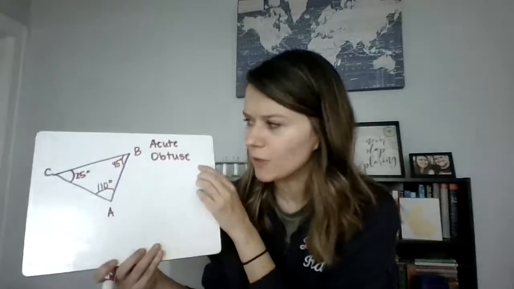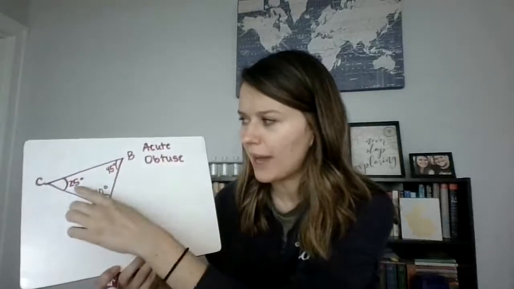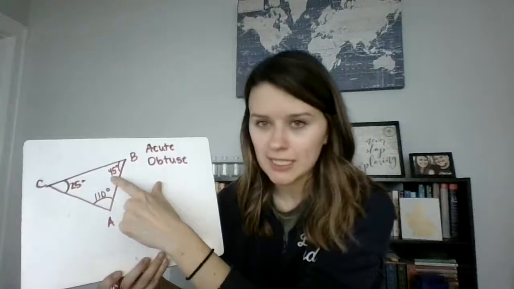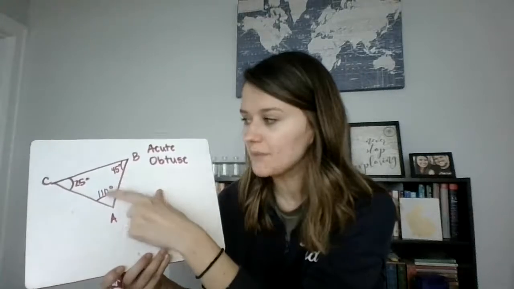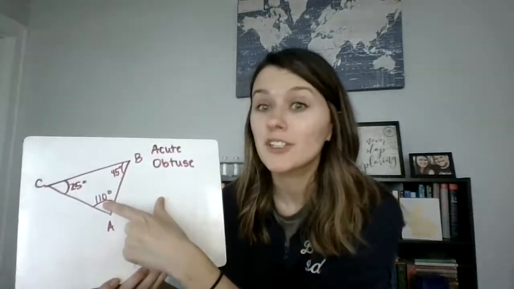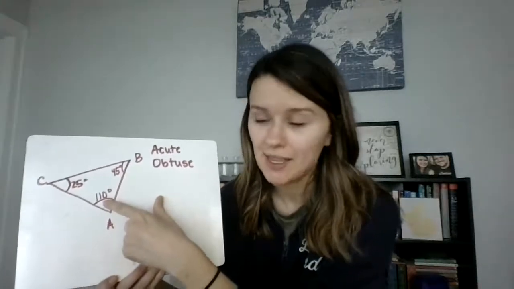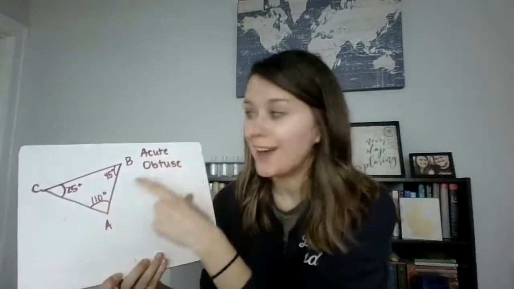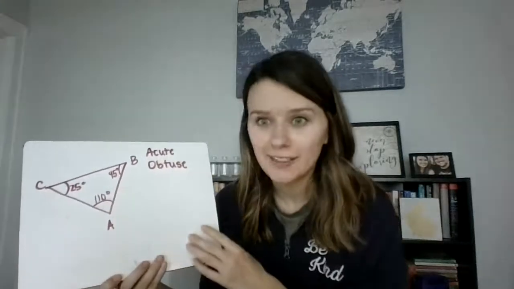So let's look at those angle measurements again. I have 25, well, that's less than 90. 45 degrees, that's less than 90. And then I have 110 degrees as an angle measurement. That is not acute. 110 degrees is greater than that 90 degrees, so this has to be an obtuse triangle.